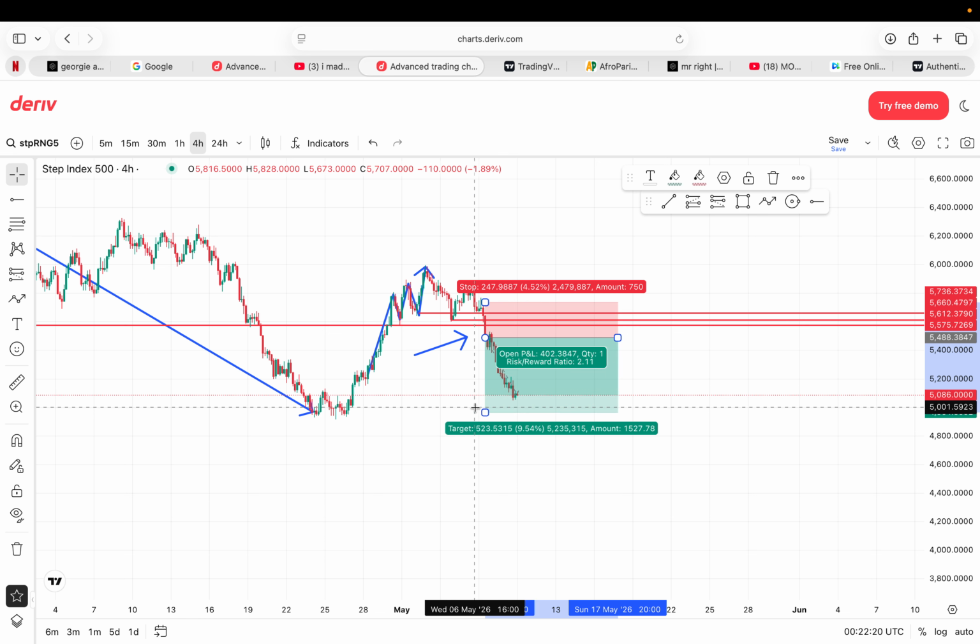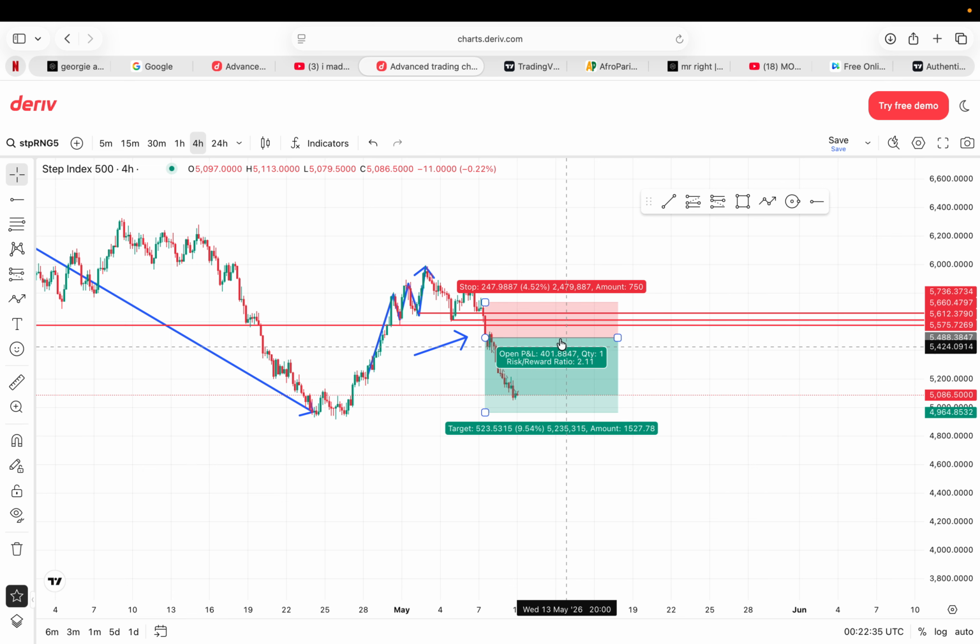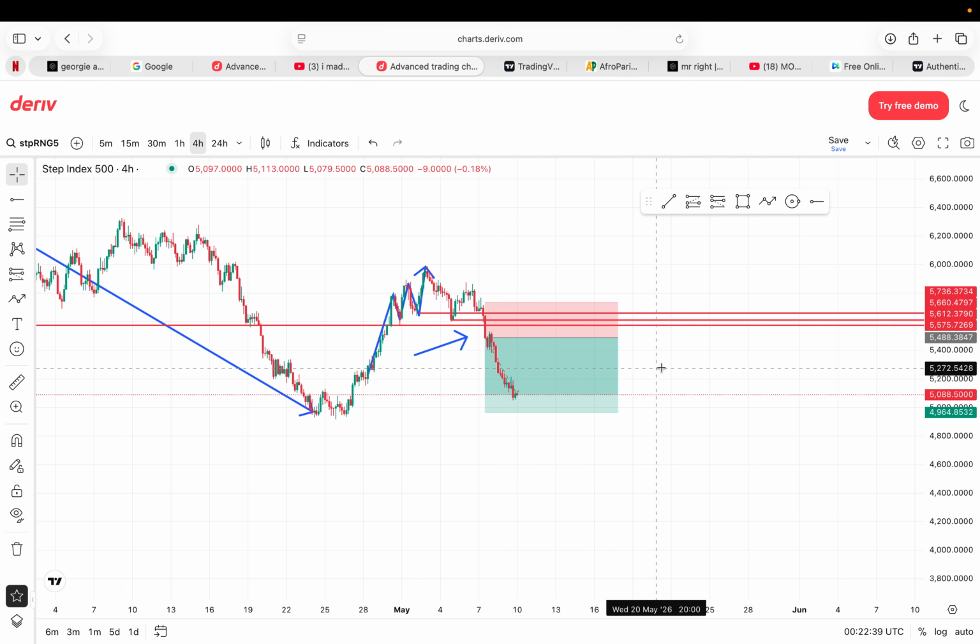That's the beauty of this pattern or strategy. Some will say sniper entry, but I don't usually use all those kinds of terms, because as you can see, it made a little retracement here before it finally dropped, and it's still dropping. So this is just how the whole thing works.